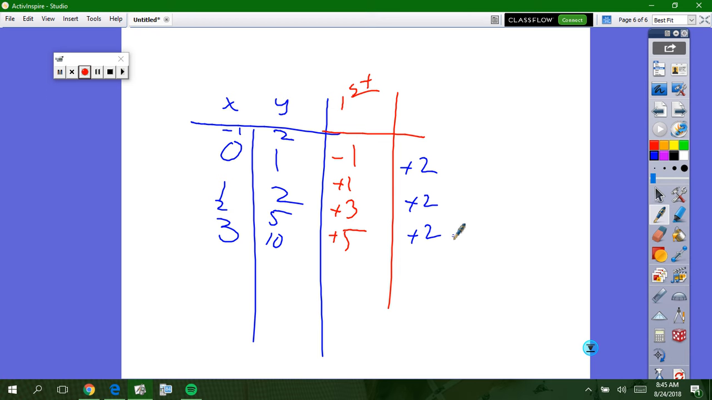After differences, we can find slope. They're called derivatives. So we can go ahead and find them.